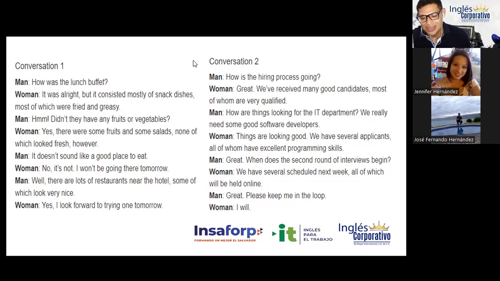I will. So we get these two conversations. Questions about the conversation one or conversation two or something that you want to share? Tell me, please. Questions, no questions for the moment. Bien, vamos a trabajar en este momento en una practice. Vamos a formar los equipos y vamos a practicar esta conversación.